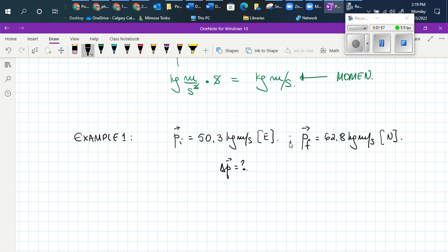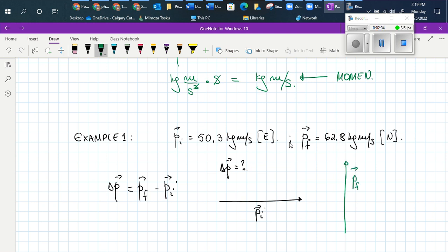And the best way to do it is to use the fact that the change of momentum, delta P, is final minus initial. So it will be P final minus P initial. Vectorially, momentum initial is going east, something like this. And momentum final is 62.8 kilograms meters per second going north.